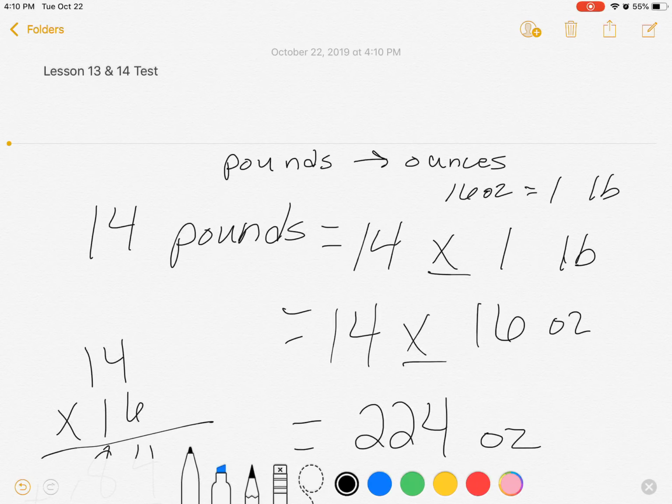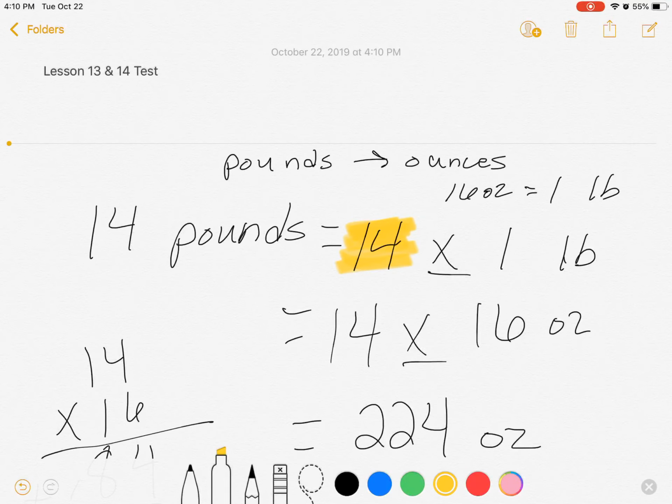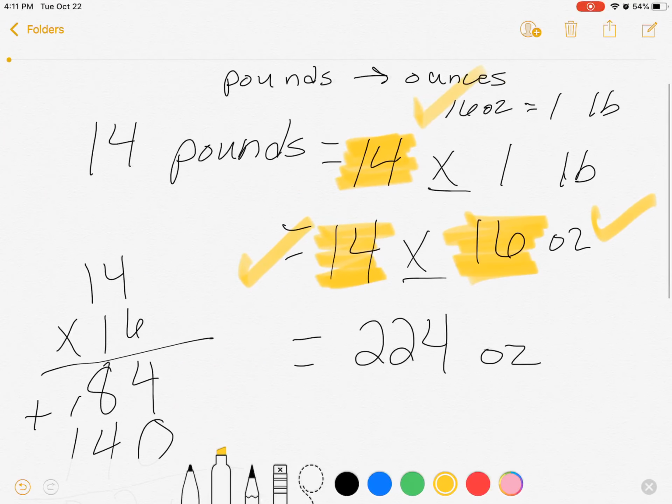Each one of these little underlined parts, I will highlight them. Girls, how do I make this highlighted big like this? And you can choose them. Yeah, let's do yellow. So if you got this correct, give yourself a check. If you got 14 on this line, another check. And 16 ounces, another check. And then if you got 224 ounces, that is 4 checks you should have.